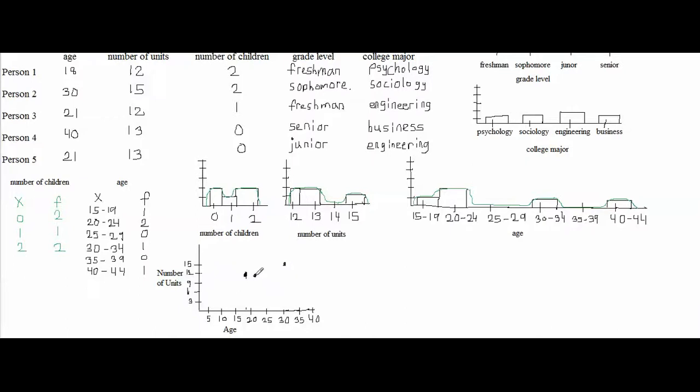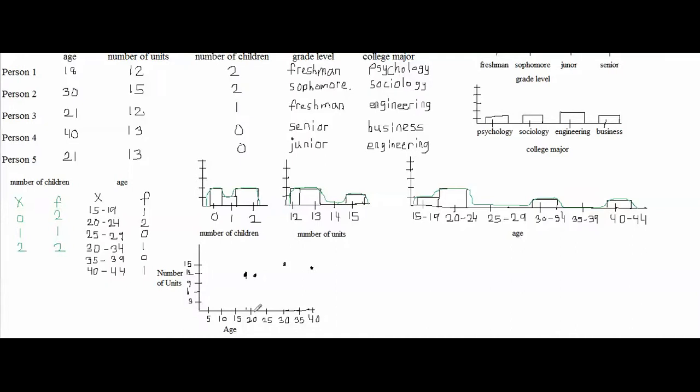Person 5 is 40 years old, which is out here, and is taking 13 units. 13 units is a little bit above 12 right here on the y-axis. So let's move over from 13 until we get to 40. And this person is right here, about right there. And the last person is 21 years old, which is right here again.